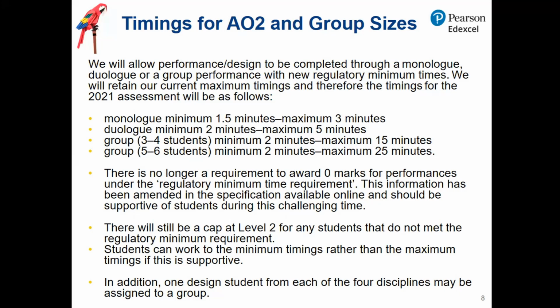For a group of 3 to 4 performance students, the minimum timing is 2 minutes with the maximum timing of 15 minutes, and a group of 5 to 6 performance students, the minimum timing is also 2 minutes, but the maximum timing is 25 minutes. There is no longer a requirement to award 0 marks for performances under the regulatory minimum time requirement. This information has been amended in the specification available online and should be supportive of students during this challenging time.